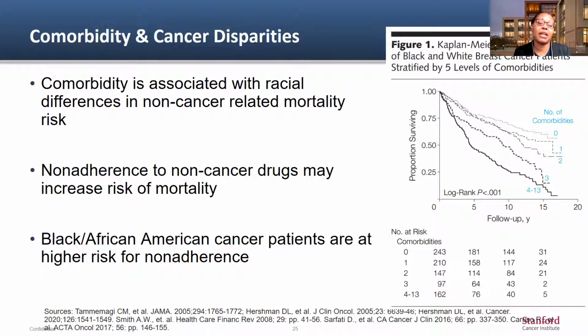Now, it's really important to recognize that in the case of cancer, we can't talk about cancer without talking about comorbidity. The reason is that the most common chronic condition that people have these days is multiple chronic conditions. When we have a disease-siloed approach, we miss opportunities to better understand the context of health disparities, how they emerge, and how to address them. For example, comorbidity is one of the driving factors for non-cancer related mortality risk among people with cancer. We also know that non-adherence to non-cancer drugs may increase risk of mortality among people with cancer, and that Black and African-American cancer patients are at higher risk for non-adherence.